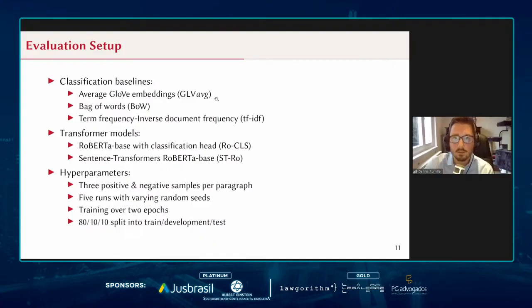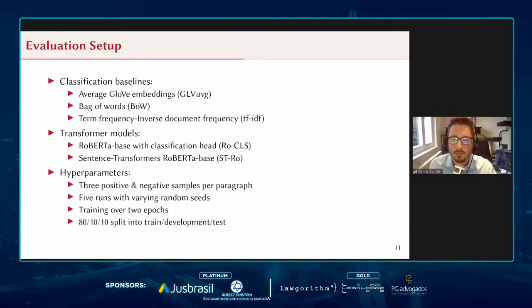But for now, baselines that we used are simply averaging GloVe embeddings. In the previous presentation by Malte, we've seen that this usually leads to really good performance out of the box. Similarly, bag of words and TF-IDF vectors are a good approximation and turn out to be actually competitive with related work. But what we specifically are interested in is fine-tuning transformer models, where we choose a RoBERTa-based model with a classification head, so the so-called RO-CLS model, and then a sentence transformer variant of the same RoBERTa-based model called STRO. As a brief side note to the hyperparameters, we usually sample 3 positive and negative pairs per paragraph in the document.